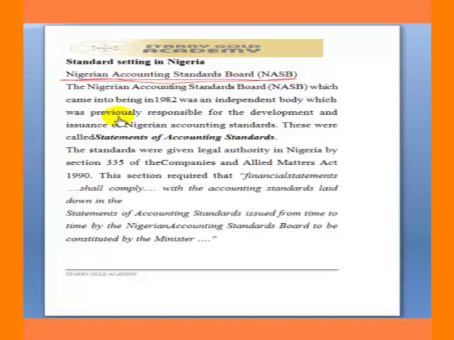So basically what we now do is adopt the standards that have been set by the IASB, that is the International Accounting Standards Board. They are the body that sets this IFRS, because before, we were the ones setting our SAS, but now that NASB has been scrapped, the FRCN that we have now doesn't set accounting standards, but only does the monitoring and controlling of entities in the adoption of the International Financial Reporting Standards. All these we are going to discuss in brief when we are discussing the roadmap and the composition of FRCN.